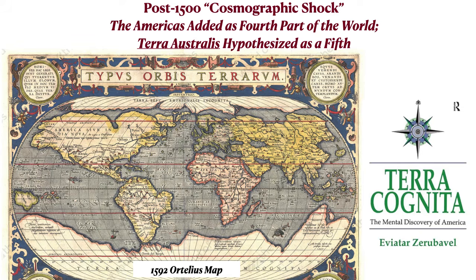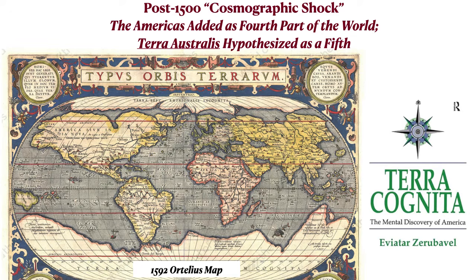It was hypothesized largely because there was a thought that the land masses had to be balanced, and you couldn't have most of the land in the northern hemisphere, which is actually the case. And so eventually, although it took a long time for Australia to be mapped as a separate huge island, or what eventually became a continent, and the same with Antarctica. I'll talk about that in a second.